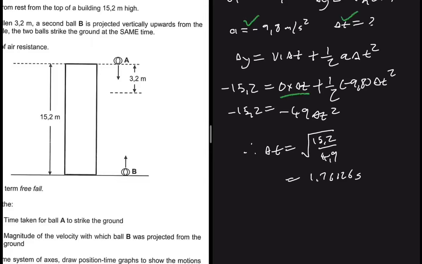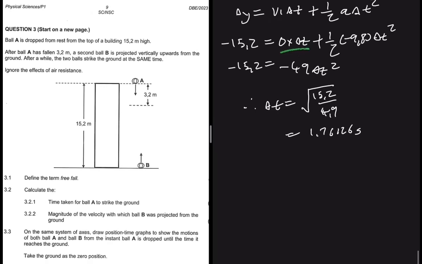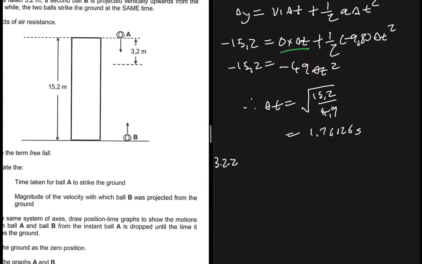It makes sense because it's going to take about 1 second to cover 9.8 meters, right? And then the rest of the height can take less than a second, right? Let's do 3.2.2. So in 3.2.2, quite a demanding one, right? 5 marks. We're looking for the magnitude of the velocity with which ball B was projected from the ground.